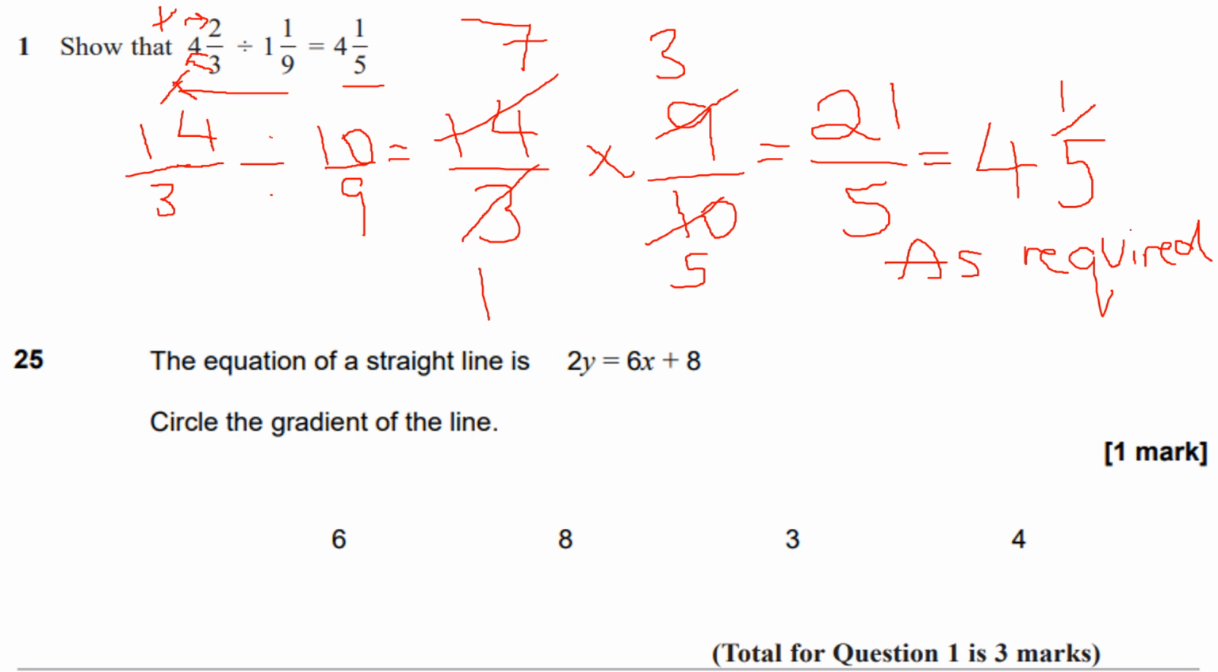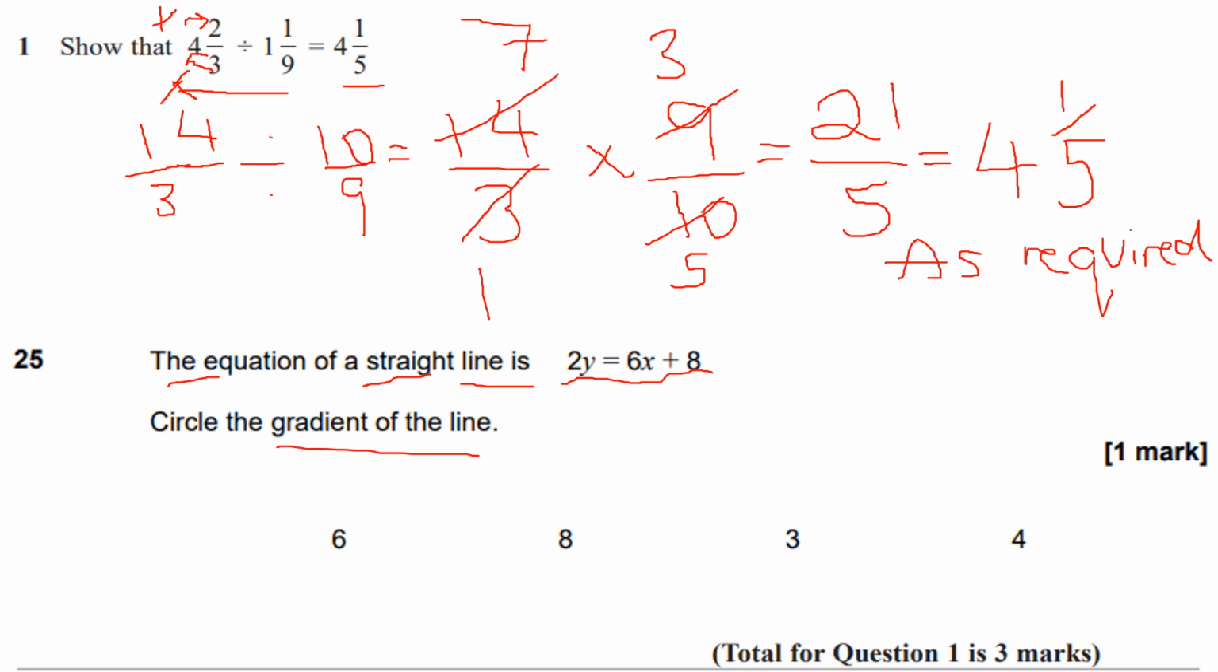Question 25 actually. So this is actually from the foundation tier paper. This one is basically for higher tier only, and this one is the overlap of GCSE foundation and higher. The equation of a straight line is 2y equals 6x plus 8.